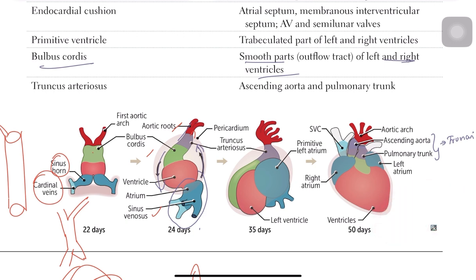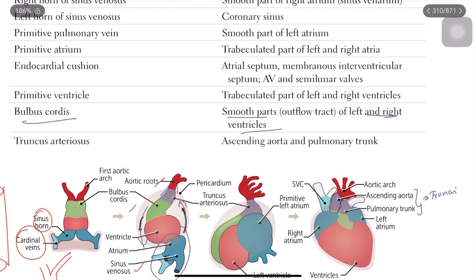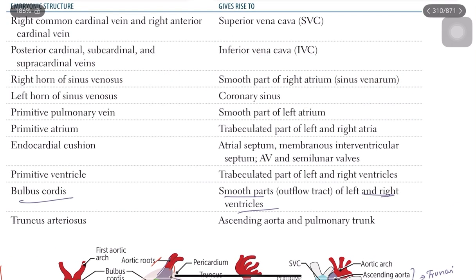So here you have trabeculated right ventricle and trabeculated left ventricle. Trabeculated is nothing but your rough parts, rough and smooth. So these rough parts are formed by primitive ventricle. So we have done our ventricles and we have done our outflow tracts. Now we will go further up and we will see how endocardial cushion develops. This endocardial cushion portion we will discuss in the formation of your atria and ventricles. Okay, don't worry about it.